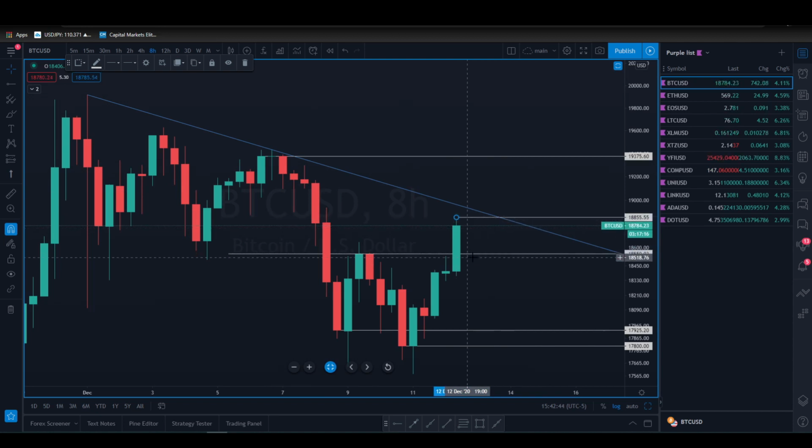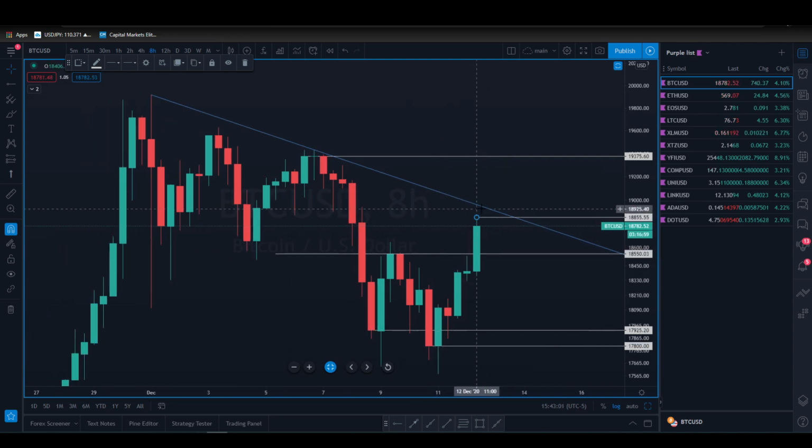Simply, when we come back down into 18,550, I would look for an 8-hour closure back above that level. If I got that, I go down into my shorter time frame charts, and I get long targeting this high to smoke that liquidity above it. Okay, that's how I do it.